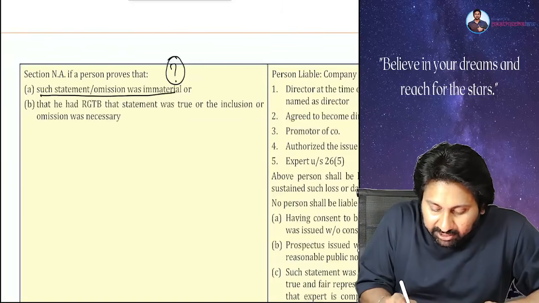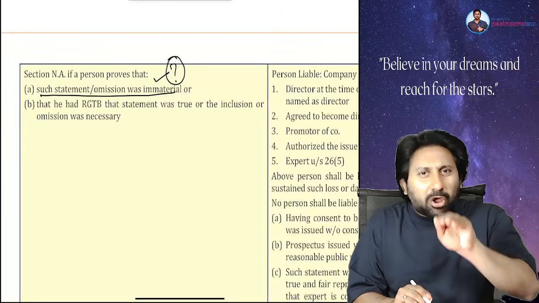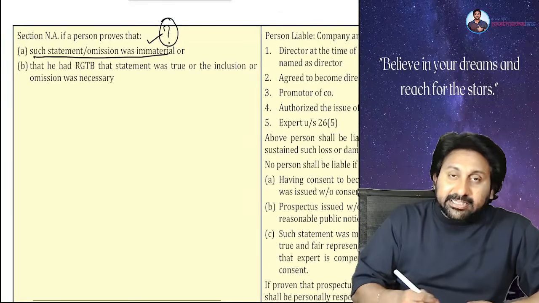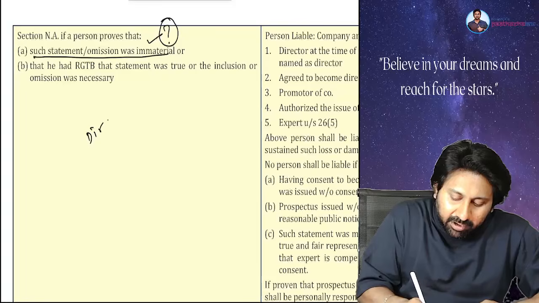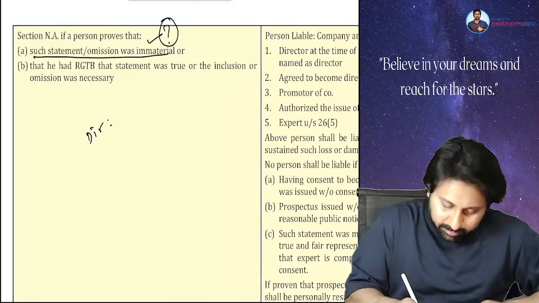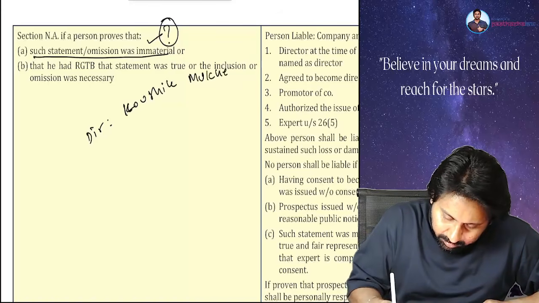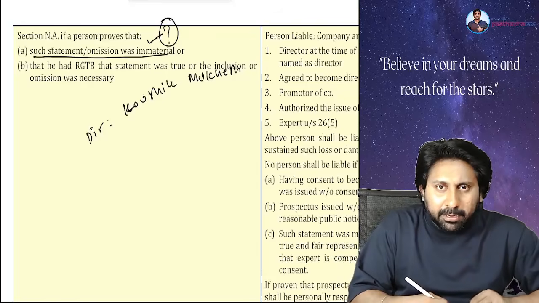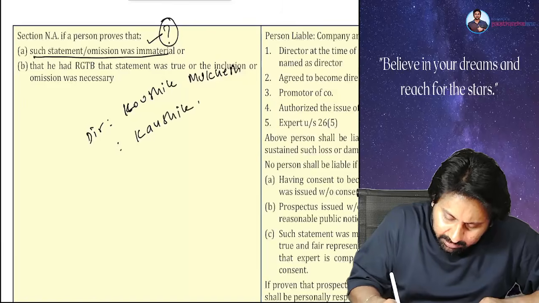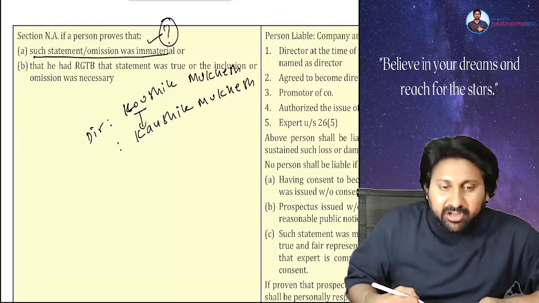If the statement was immaterial. I made a wrong statement, but because of my wrong statement, his judgment will not go wrong. Example, the name of a director. We have to write it in the prospectus. Let's say I am the director. My name I have to write like this. The company has written my name like this, because so many people write it like this. Instead of KOU, they have written KAU.